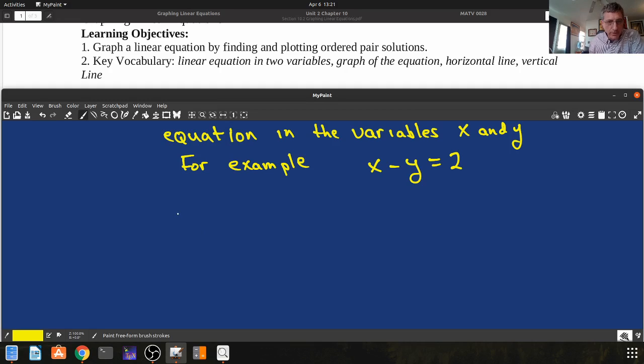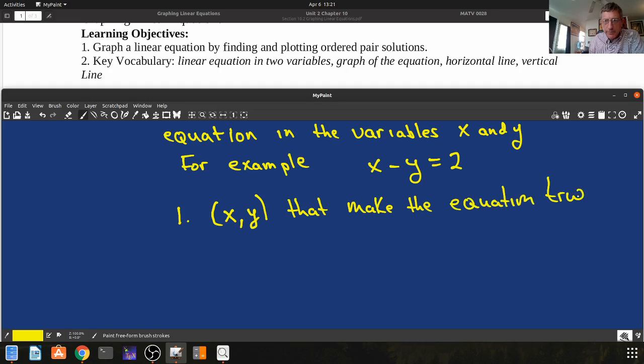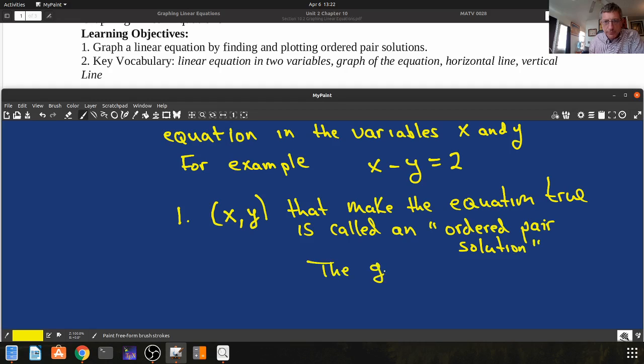So here are some things that we've learned. That a given pair, x and y, that make the equation true is called an ordered pair solution to the given equation. So that's one thing we learned.